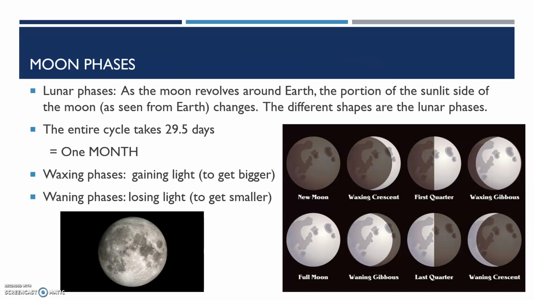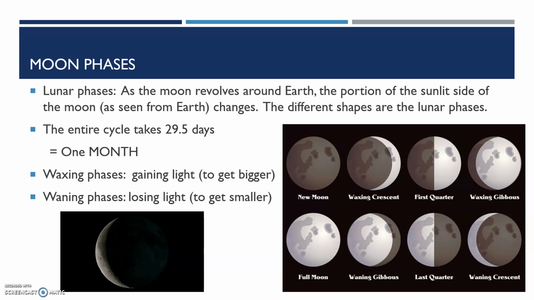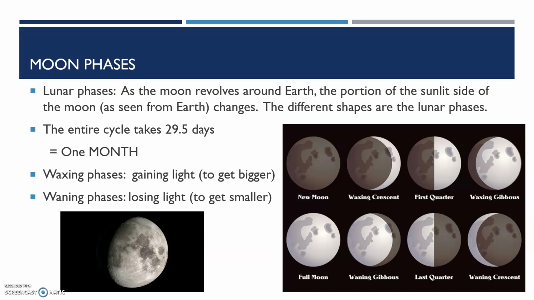Moon phases. There's something called the lunar phase or lunar phases. As the moon revolves around the Earth in that circular pattern of orbit, the position of the sunlit side of the moon that you view here on Earth is going to change. The different shapes are known as the lunar phase or lunar phases.